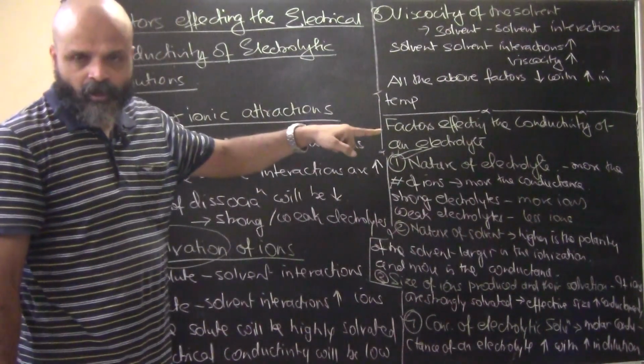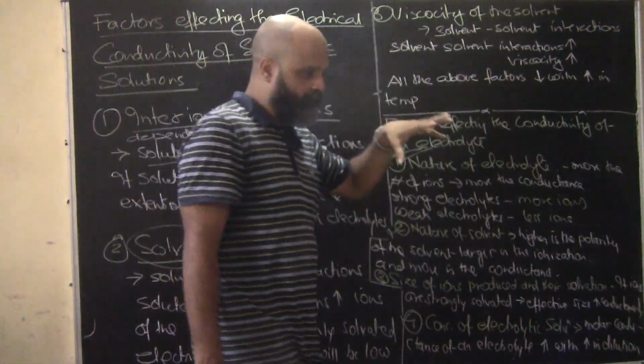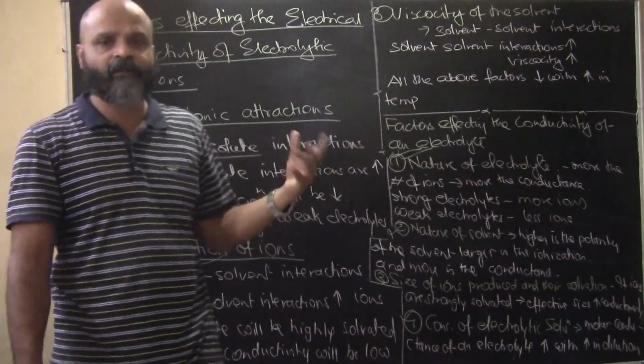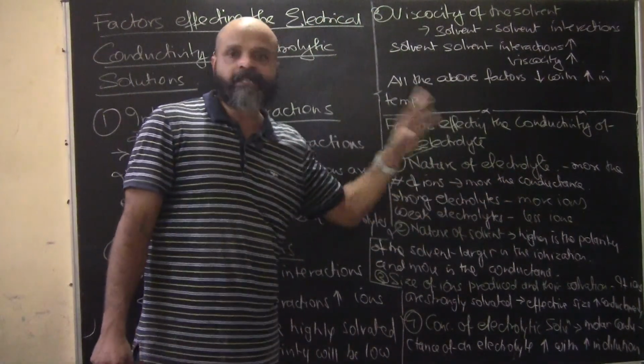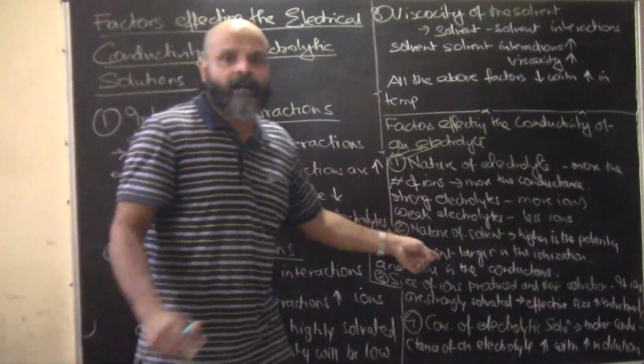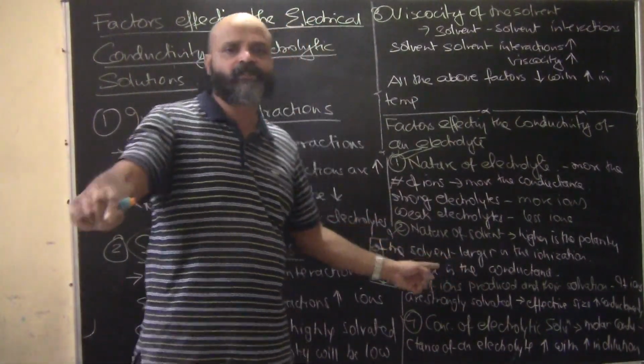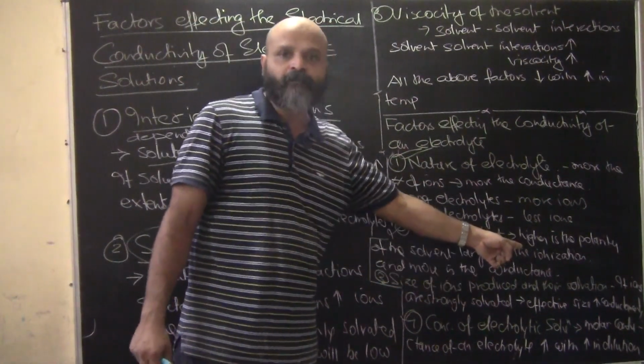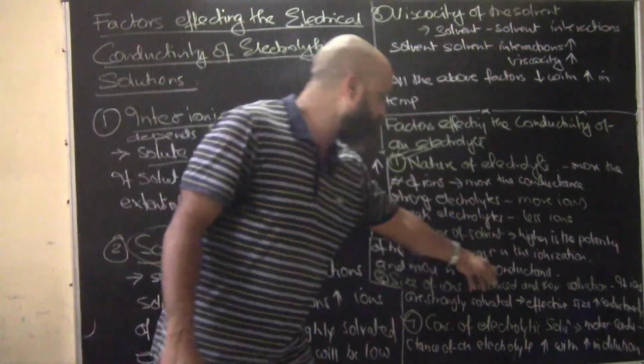Okay, it can be a strong electrolyte, it can be a weak electrolyte. It depends on how much of it dissociates when it is dissolved in a particular solvent, or in a fused state. Okay, nature of the solvent means the higher the polarity of the solvent in which the solute is getting dissolved or the electrolyte is getting formed, the higher the ionization. Okay, and the more the conductance.